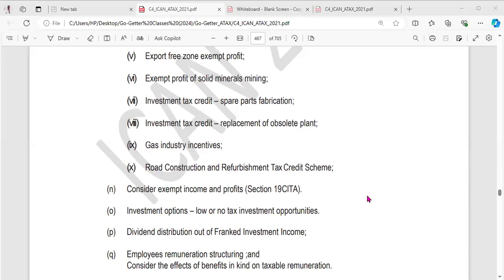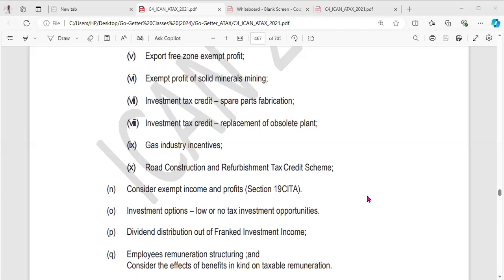Okay. Then we also have investment options. There are some investment options that will give you tax investment opportunities. There are some that are tax-free investment. Then we look at dividend distributed out of frank investment income. We said frank investment income are income exempted from the profit. So because frank investment income have suffered tax, when you are getting your dividend income, it is exempt from tax.